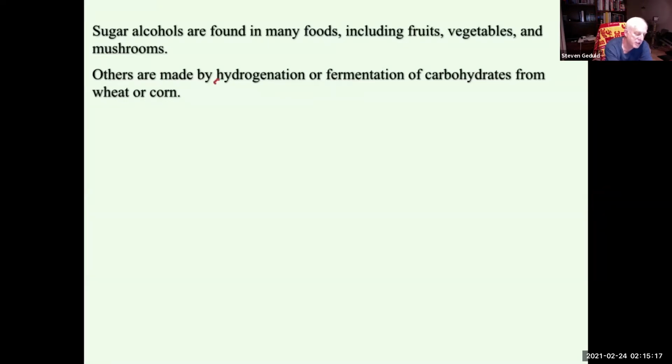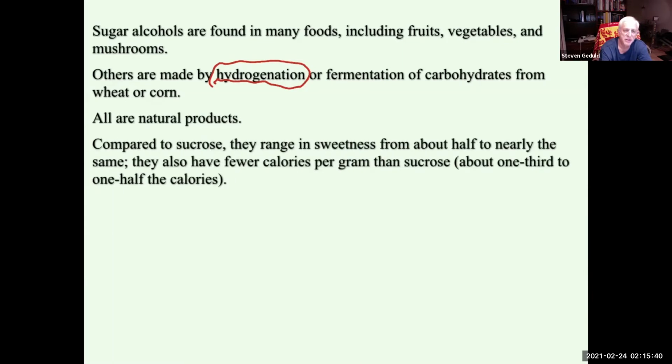Remember what hydrogenation is? Hydrogenation means the adding of hydrogen across a double bond. That takes it from an unsaturated to a saturated hydrocarbon, which increases its stickiness and makes it more of a solid. All are natural products. Compared to sucrose, they range in sweetness from about half to nearly the same. They also have fewer calories per gram than sucrose, about 1/3 to 1/2 the calories.